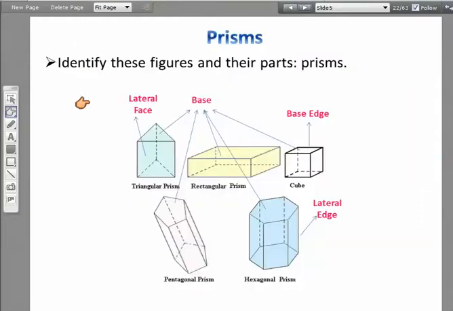Let's look at these prisms. All I did was go through and say, here's your lateral face, this right here, of a triangular prism. Here was a rectangular prism. And look how I've taken all the bases, got them all pointed. So you've got triangular, rectangular, cube, pentagonal, hexagonal. I also am pointing here for a base edge. It's not just going to be a base edge on a cube, it's on all the figures. And then here I'm giving you an example of a lateral edge. You're going to need to know all of that.